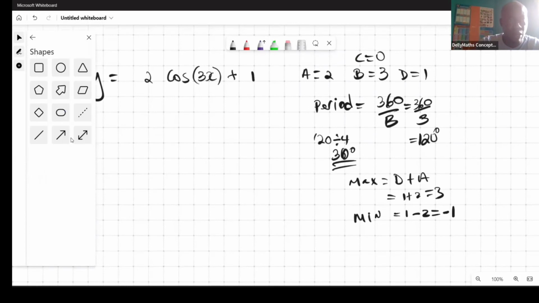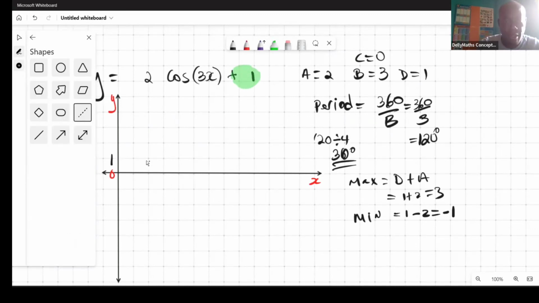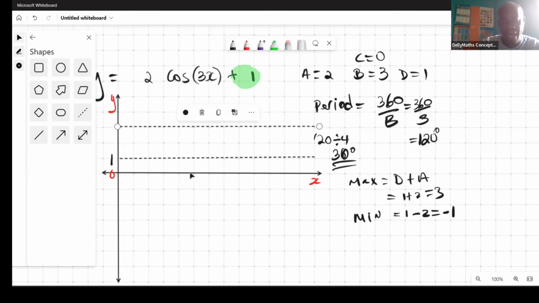Let's draw this graph right now. So I'm going to take out 0. This is x. This is y. Remember, though, that there is a vertical shift. Use this broken line here. This is going to be my center line. And then my graph is definitely going to stay within these boundaries. It's going to go up to 3 at most, my max, and my minimum is going to come down to negative 1.